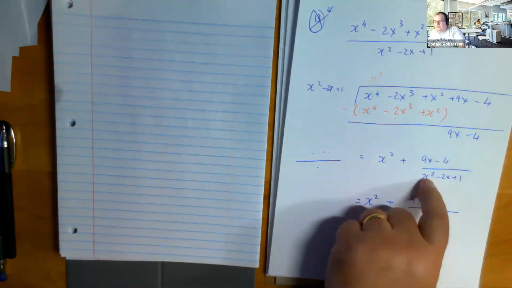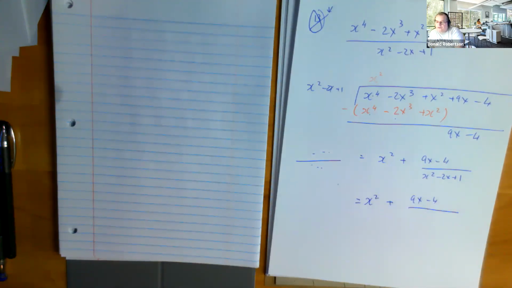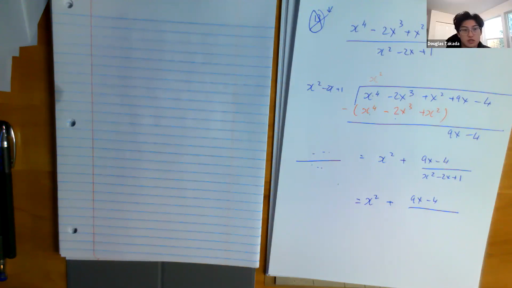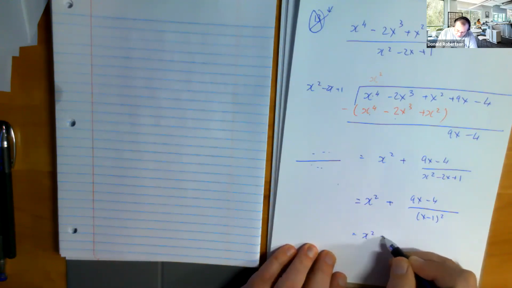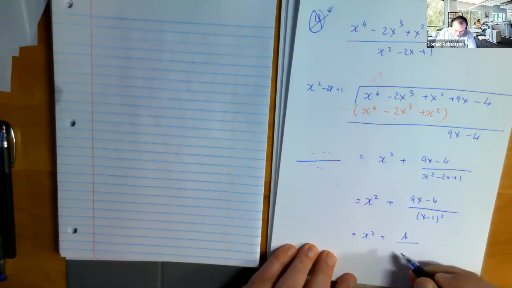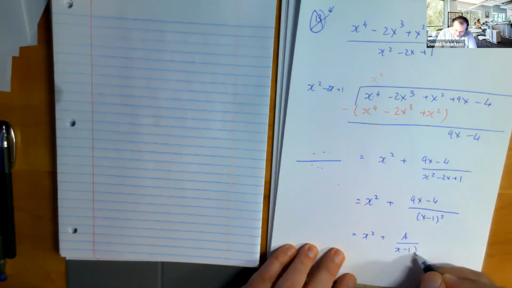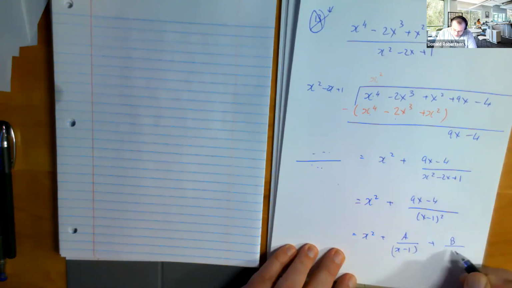Don't we have to factor the bottom if we're going to use partial fractions? X squared take away 2x add 1. How does that factor out? X squared take away 2x plus 1 is x minus 1 squared. Yeah. So that means we're going to have an A over x minus 1 and a B over x minus 1 squared.